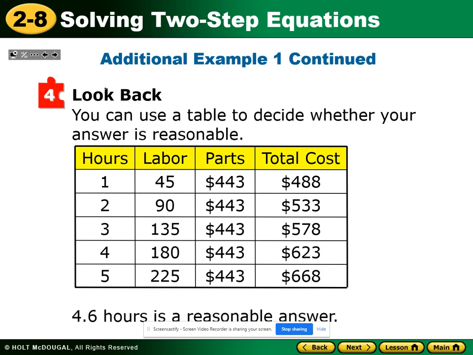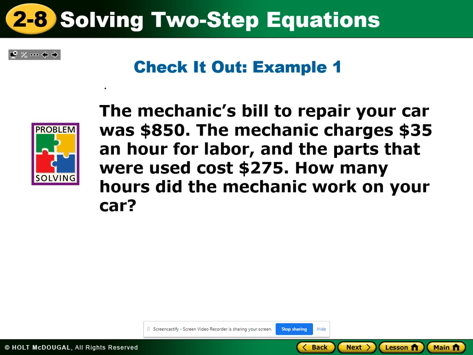All right, they're going to go back and check this. Does it make sense? Oh, yeah, it would make sense for our cost. 4 hours would be $623. And if it worked for 5 hours, it would be $668. We were between those two costs. Hey, that makes sense.